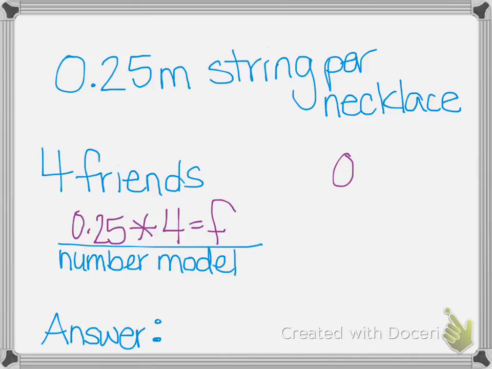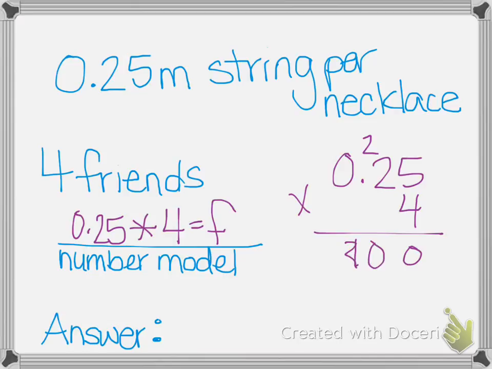So then to actually solve it, we need to multiply. 4 times 5 is 20. 4 times 2 is 8. Plus 2 is 10. Carry the 1. 4 times 0 is 0. Plus 1 is 1. So then if we look, we have 2 places behind the decimal. We need to move it 2 places. So our answer is 1 meter.